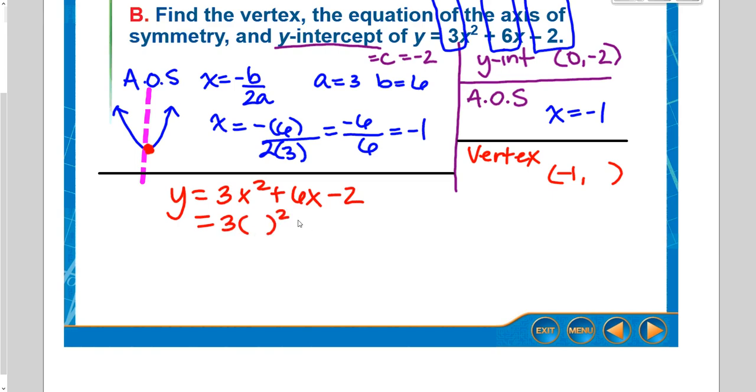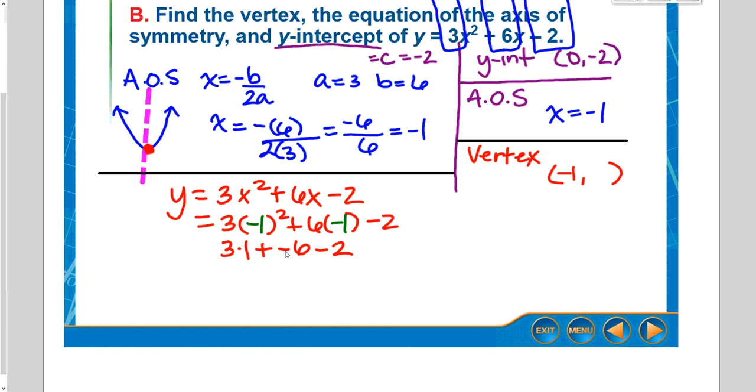We're going to put parentheses everywhere there's an x, especially when you have a negative sign, because that's the number one area where people make mistakes: they just mess up with that negative. So here we have negative 1 times negative 1. That's the same as negative 1 squared, right? So negative 1 times negative 1 is 1. So that ends up being 3 times 1. And 6 times negative 1 is just negative 6. And then we have negative 2.